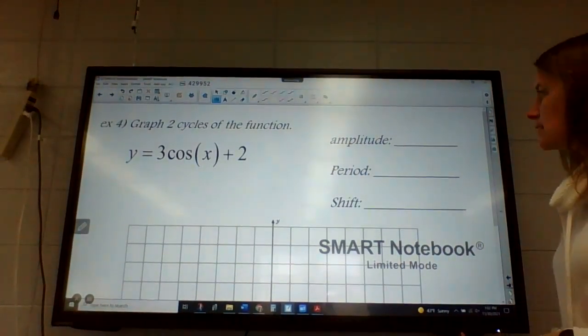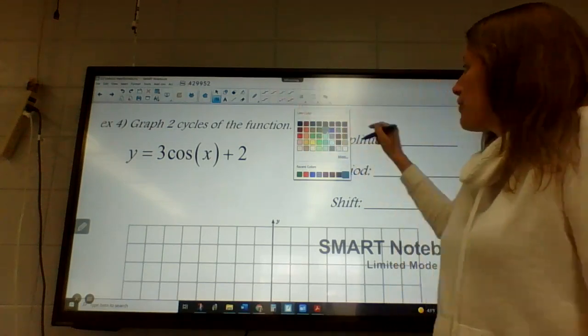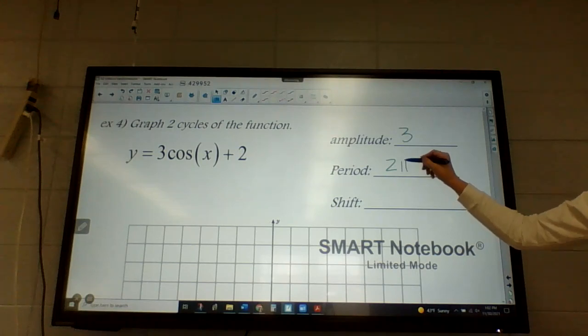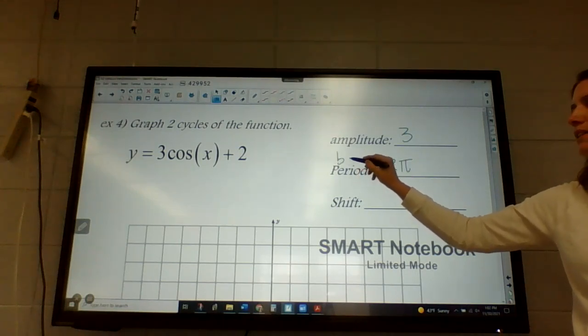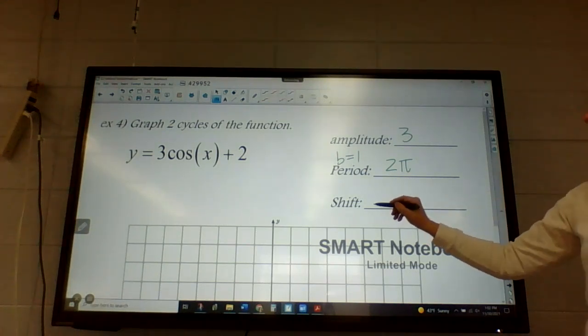Amplitude is 3. That's how high and low it'll go. Period, what's the period going to be in this case? 2 pi, because it's going to be standard because the b value is just 1 in this case, so it doesn't change at all. But that plus 2, what does that do to our graph? It moves it up now instead, up 2.